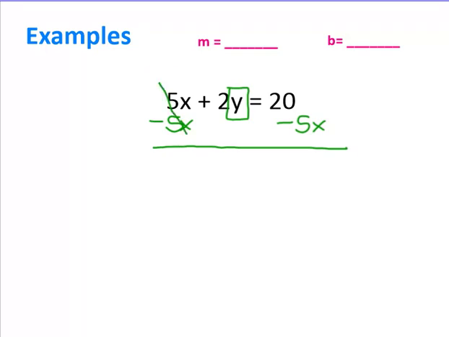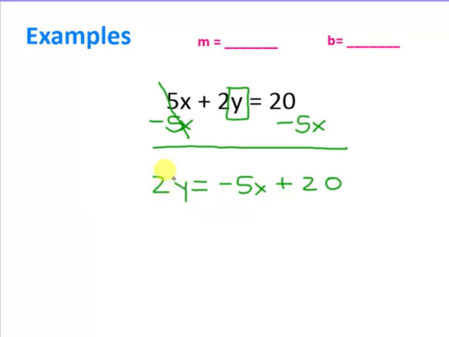This is going to cancel. Bring down my 2y, bring down my equals. Remember, these don't combine. I just need to put them in order. Minus 5x, the 20 is positive, so plus 20, okay?